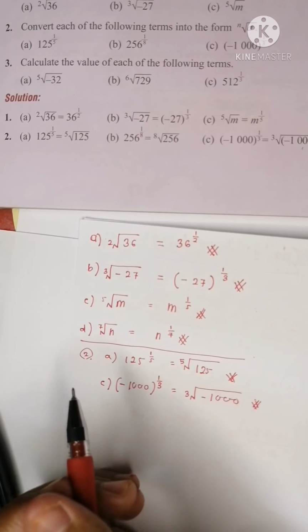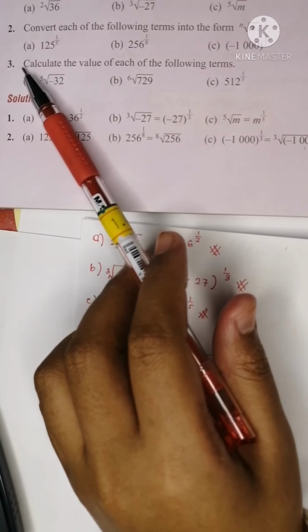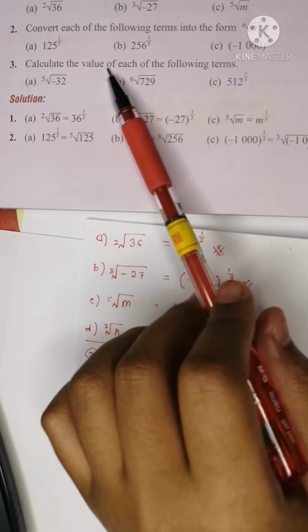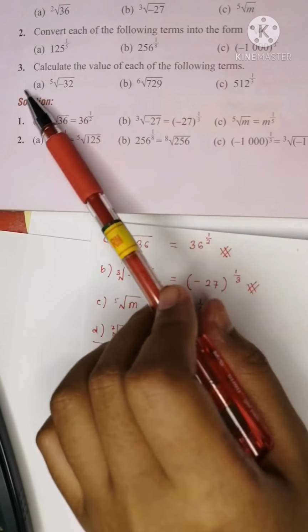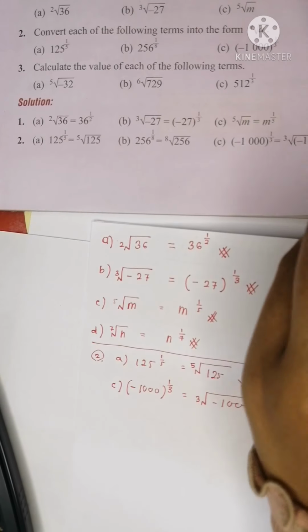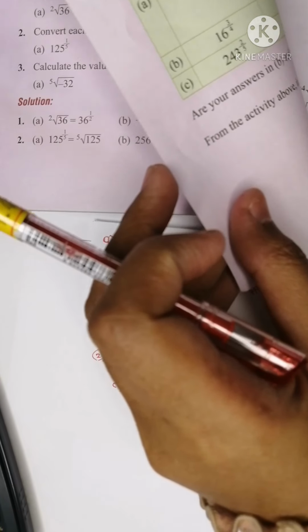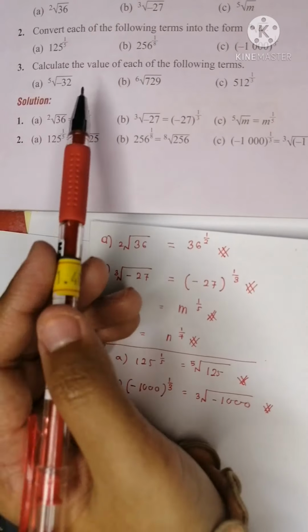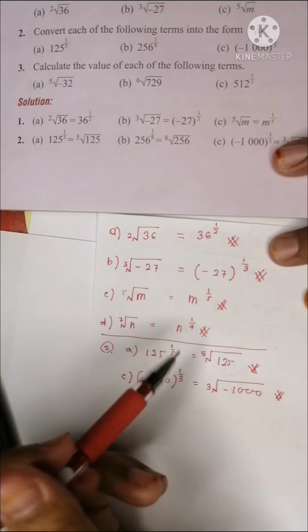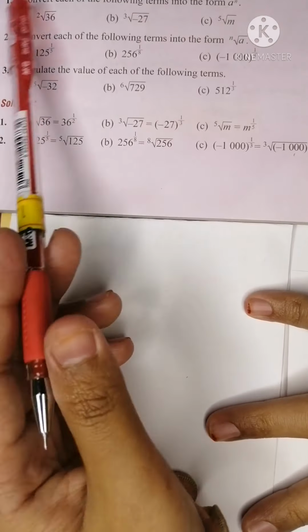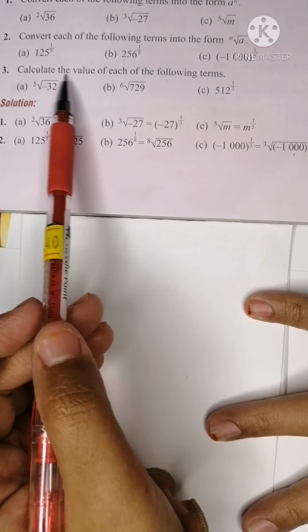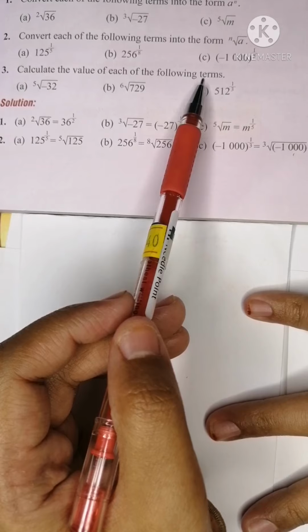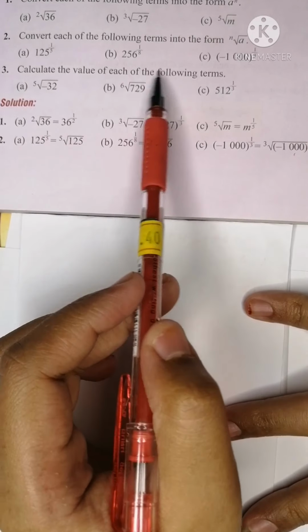Now look at question number 3. The question asks you to calculate the value of each of the following terms. We continue with still example 12, question number 3. Calculate the value of each of the following terms. So the question asks you to calculate this value for each of the following terms.